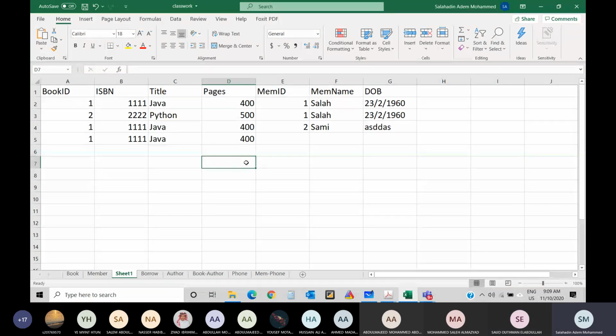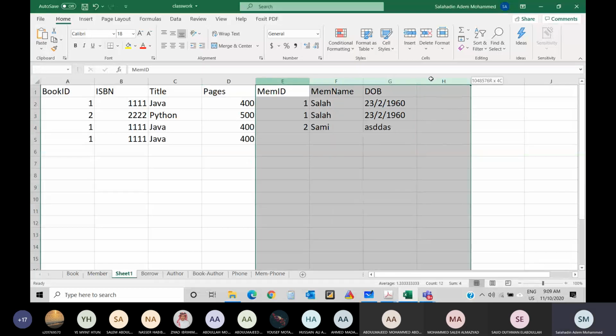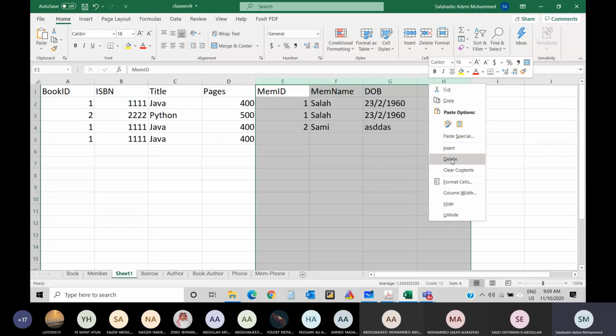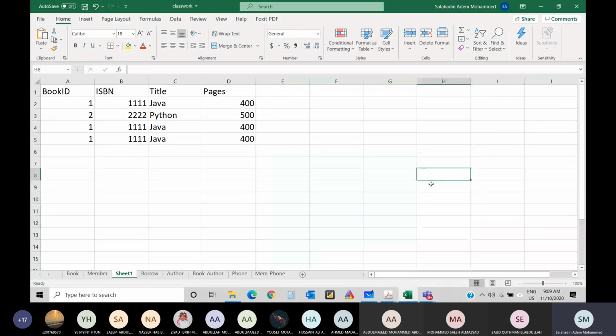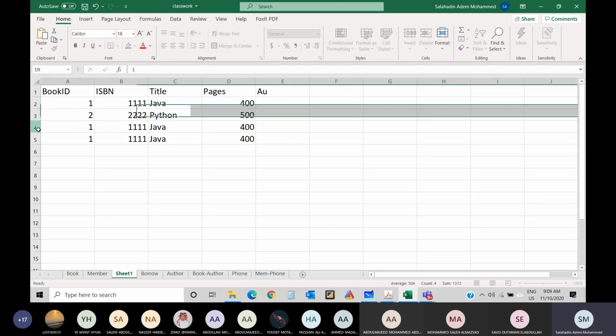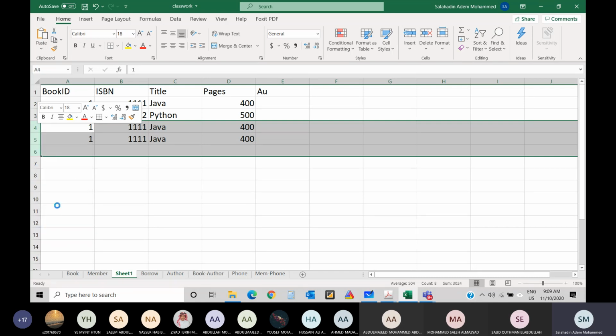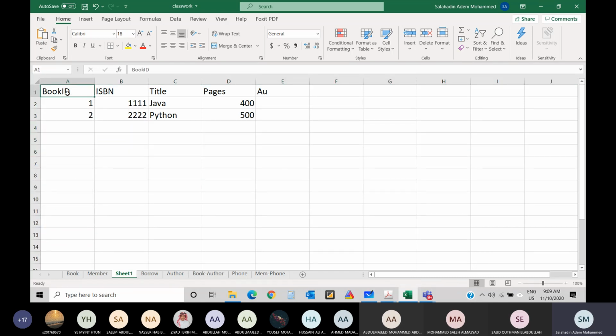Another student, when I asked him the first day, did it this way for me. He was smart. He removed the borrowing and the members from this table totally. He said, no, we should not put them here. They should be in separate tables. But he made another mistake. He put the author here. So he will have only the books. So book number 1, this is going to be the primary key. So he did that, and then he wrote the author here.